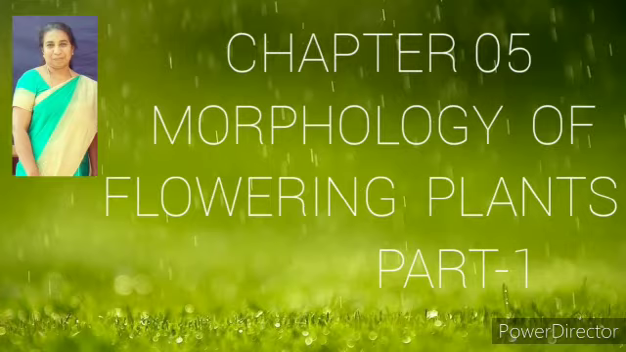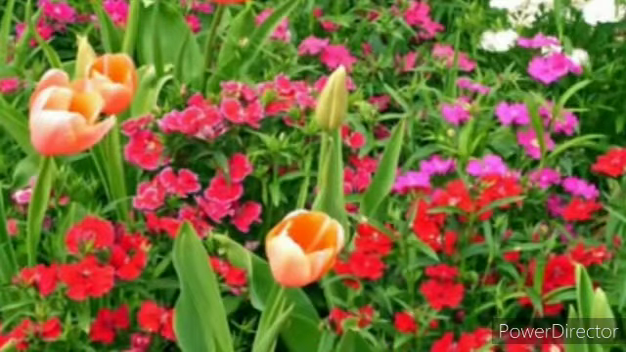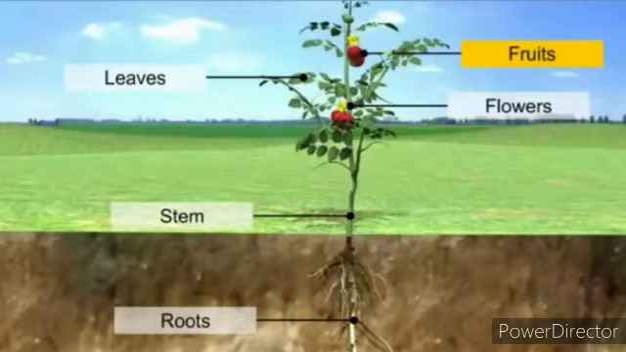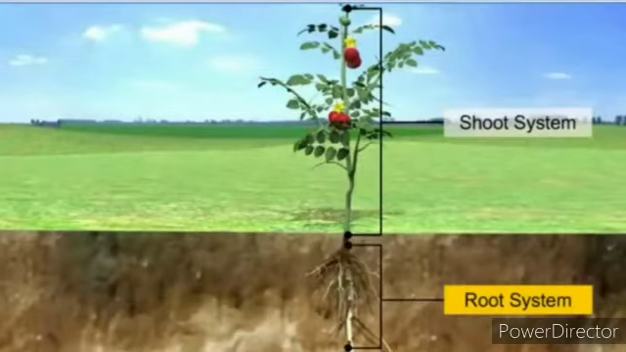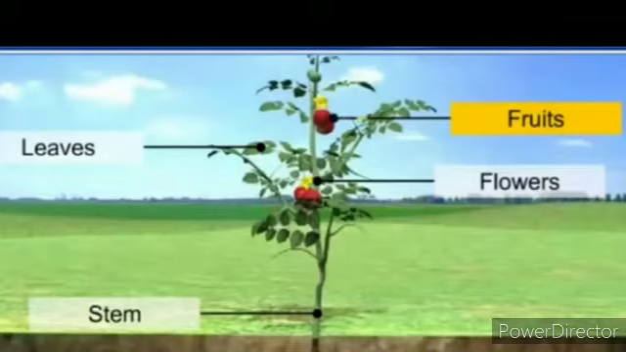In this chapter we will discuss the morphology of an angiosperm. Angiosperm means flowering plants. We can see a plant consists of root, stem, leaves, flowers, fruits, etc. The underground part of the flowering plant is the root system, while the portion above the ground level, or the aerial parts, forms the shoot system. The shoot system includes stem, branches, leaves, flowers, fruits, etc.